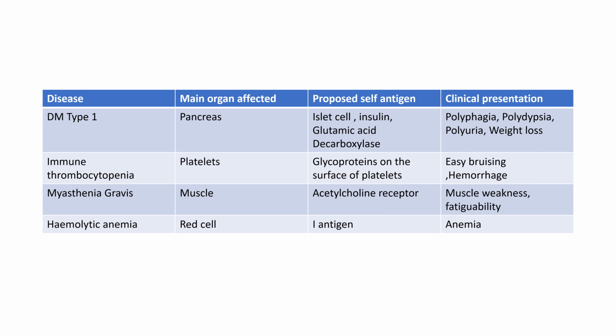Now, myasthenia gravis: the main organ affected is the muscle and the proposed self-antigen is the acetylcholine receptor, resulting in muscle weakness and fatigability in the patient. Next is hemolytic anemia. The main organ affected is the red cells, resulting in the clinical presentation of anemia.